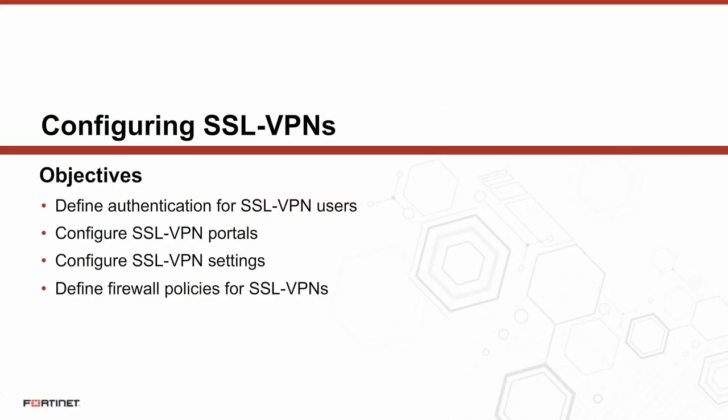After completing this section, you should be able to define authentication for SSL VPN users, configure SSL VPN portals, configure SSL VPN settings, and define firewall policies for SSL VPNs. By demonstrating competence in configuring the SSL VPN settings on FortiGate, you will be able to better design the architecture of your SSL VPN tunnels.